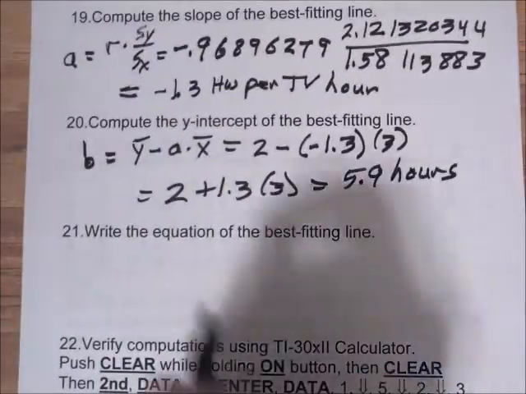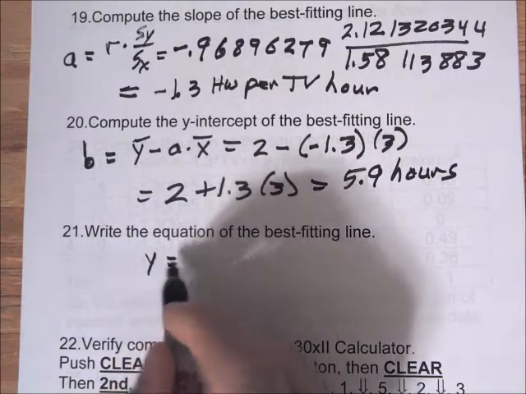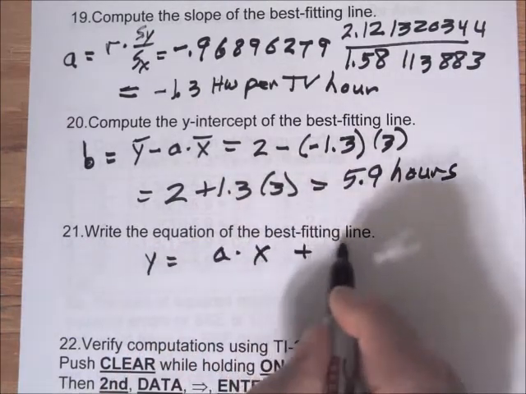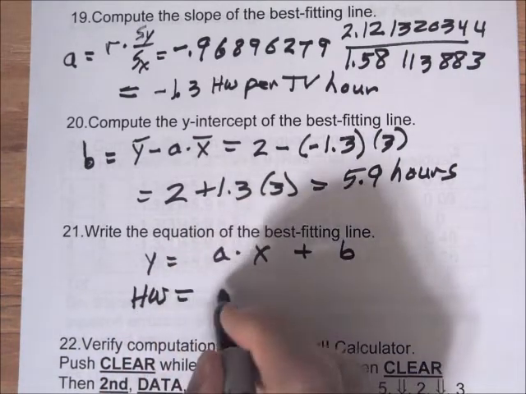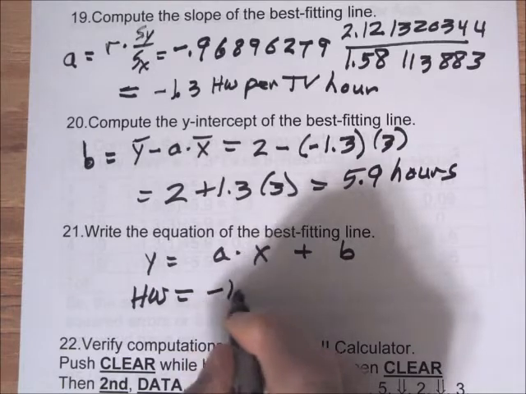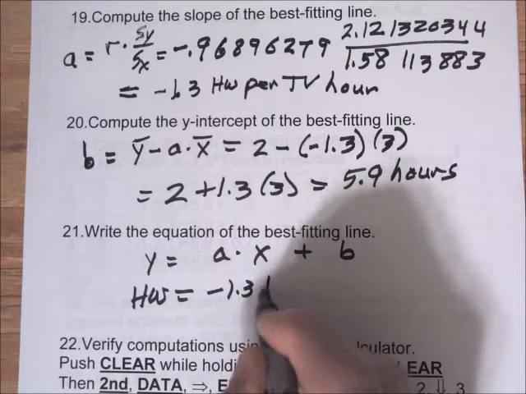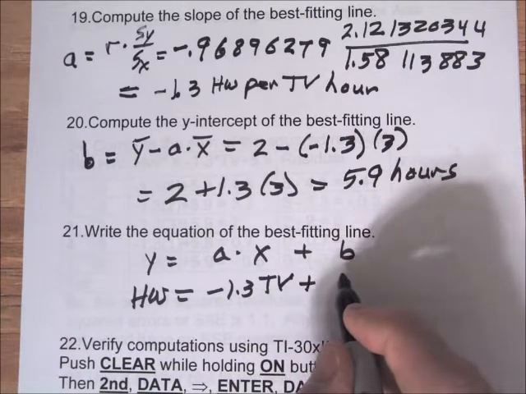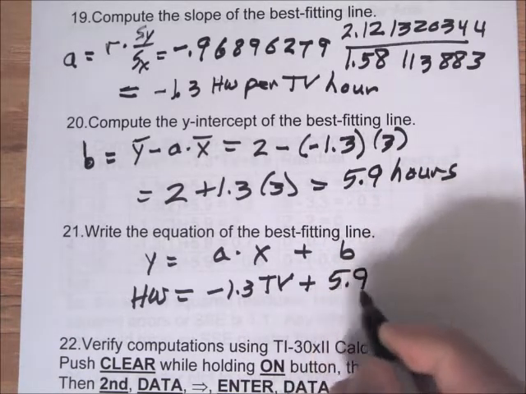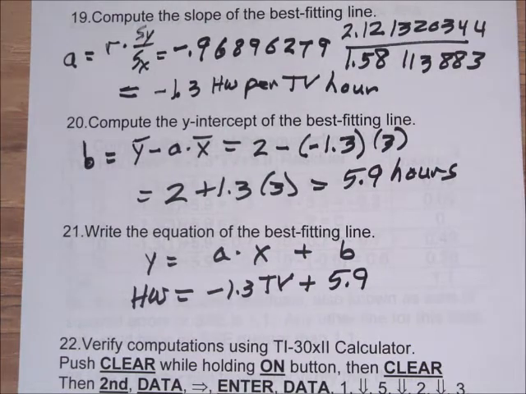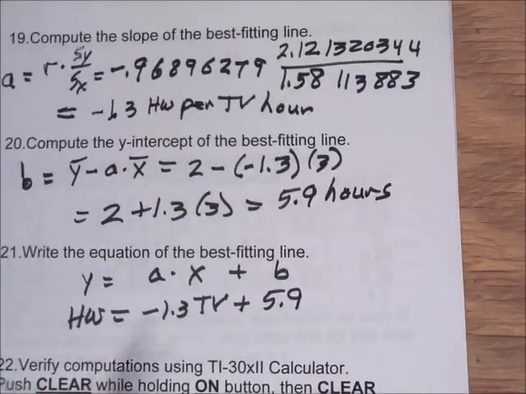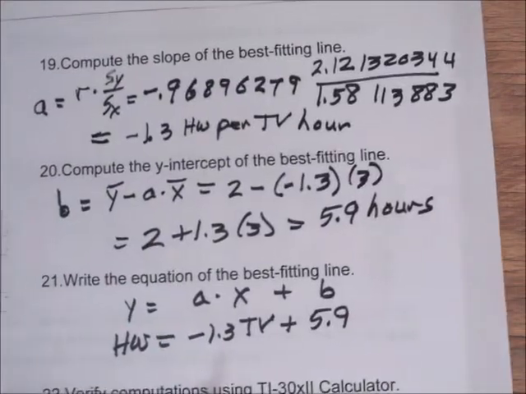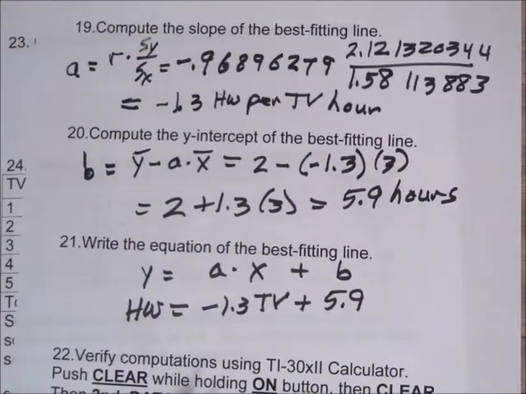So the equation is going to be in the form y equals a times x plus b. The y variable is the homework, and the slope is negative 1.3. The x variable is TV, and the intercept is 5.9. So this is the equation for predicting homework hours based on TV hours, and we can verify these computations. There's a calculator program actually that does it.